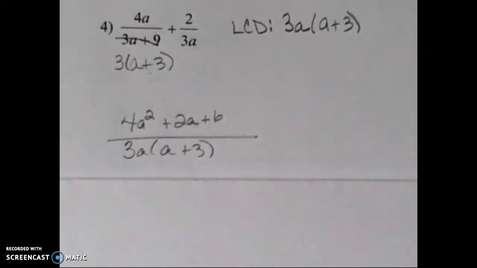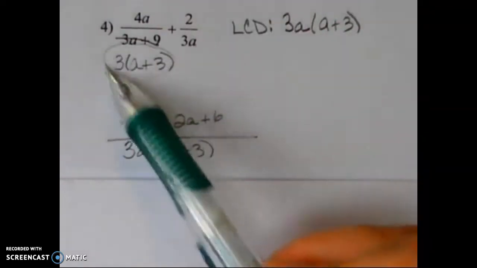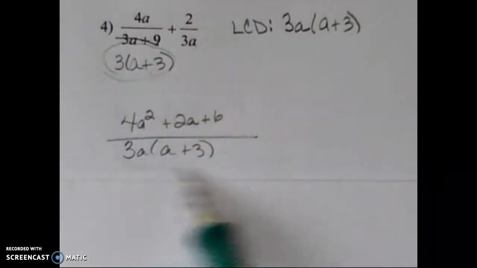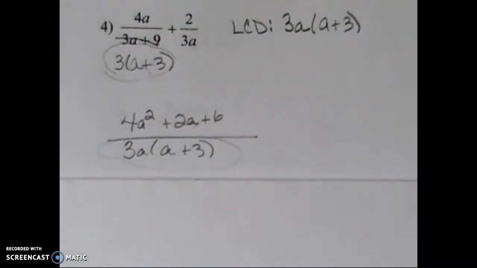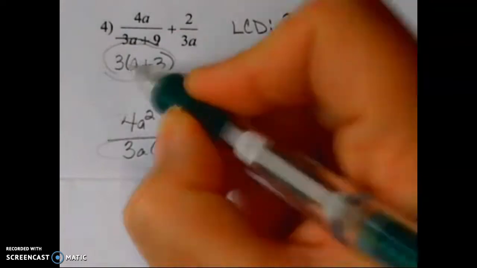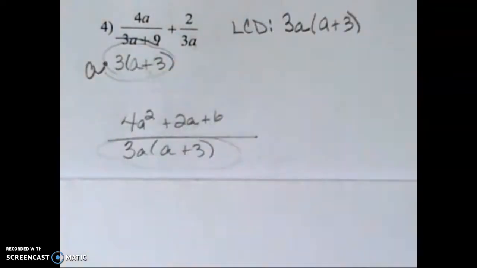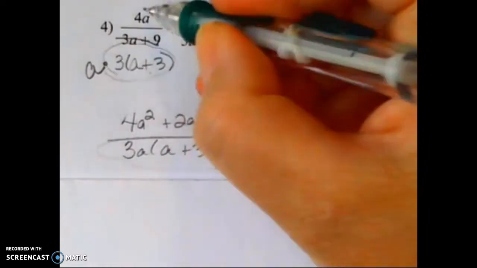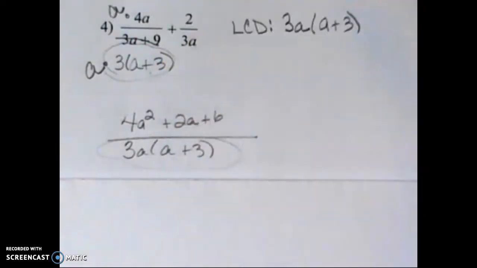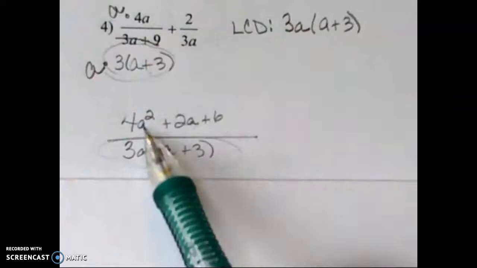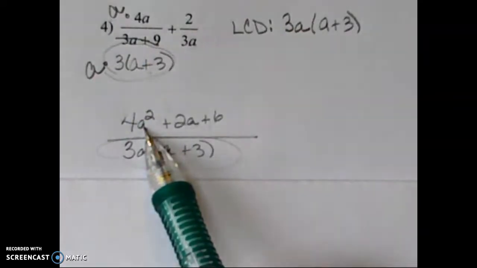So I'll write that down here. How do you get from this denominator to this denominator? What is missing? That answer is an a. There's an a missing. So I'm going to multiply this denominator by a, and what you do to the denominator, you have to do to the numerator. So a times 4a is 4a squared.